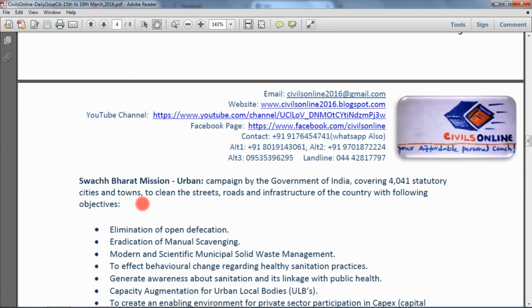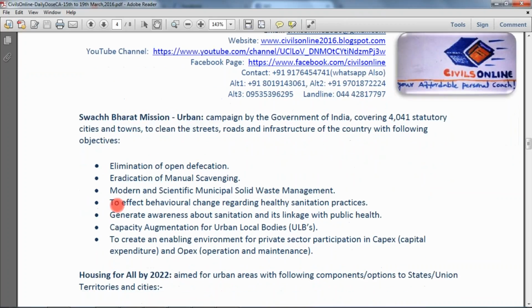And we have Swachh Bharat mission in the urban areas. This is the campaign by the government of India covering more than 4,000 statutory cities and towns to clean the streets, roads and infrastructure of the country with the following objectives: elimination of open defecation, eradication of manual scavenging, modern and scientific municipal solid waste management, to effect behavioral change regarding healthy sanitation practices, generate awareness about sanitation and its linkage with public health, capacity augmentation for urban local bodies to create an enabling environment for the private sector participation.